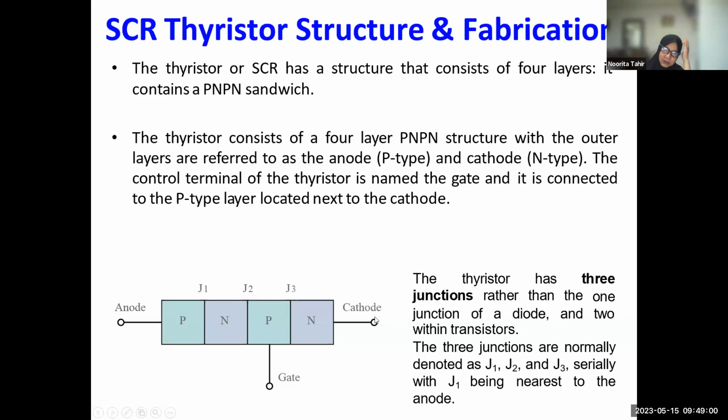So the control terminal of the thyristor is the gate, and it is connected to the second P located near the cathode. So the thyristor has 3 junctions: junction 1, junction 2, junction 3. A junction is actually between P and N: the first junction, second and third. So the 3 junctions are normally named J1, J2, and J3, serially, with J1 being the one nearest to the anode.